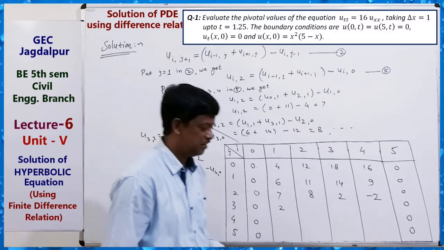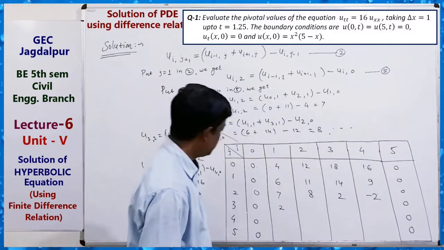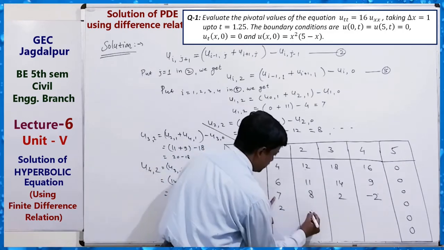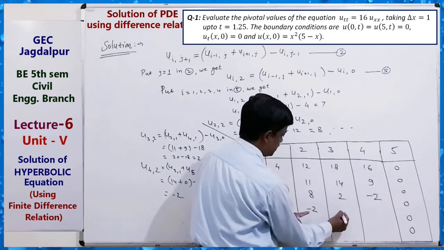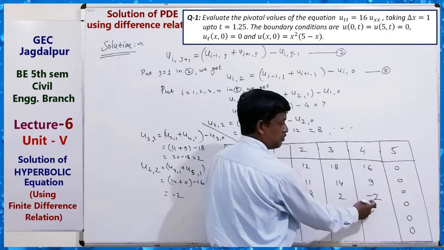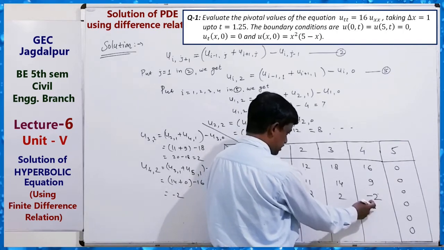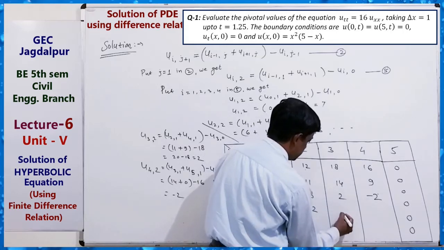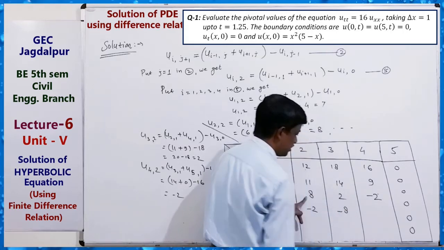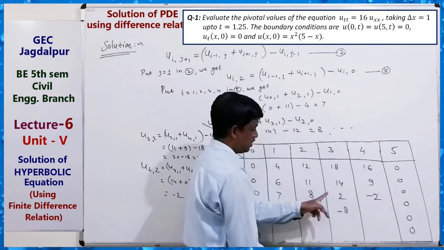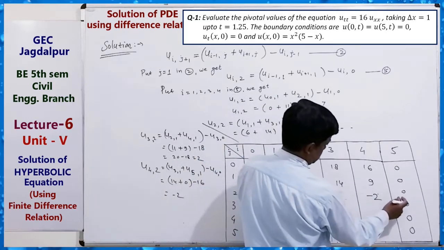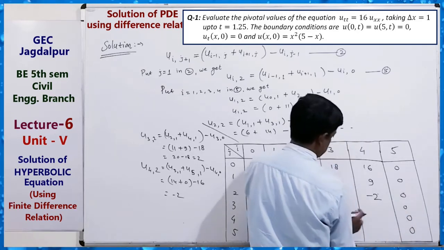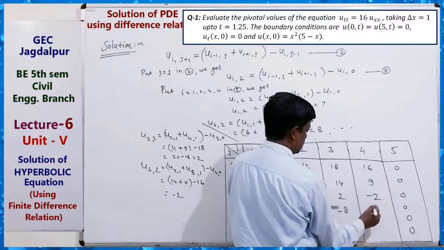Similarly we can write. Okay, and for this, 7 plus 2 is 9, minus 11, minus 2. For this, 8 minus 2 means 6, minus 14, minus 8. This plus this minus this. Now this plus this, this plus this, 2 minus 9, minus 7.